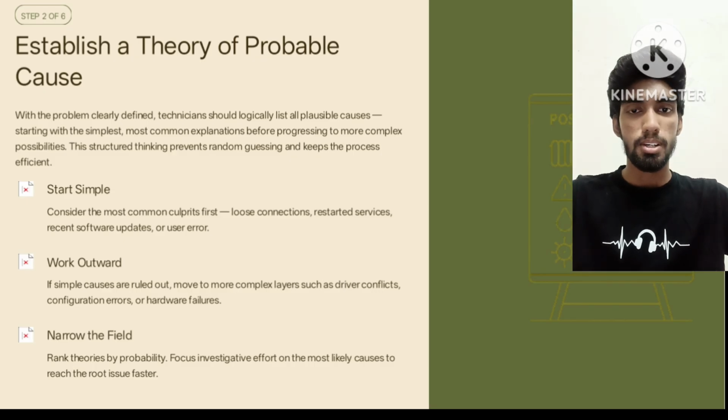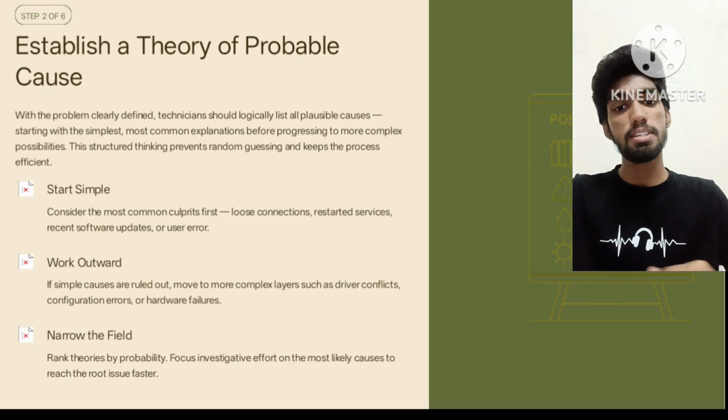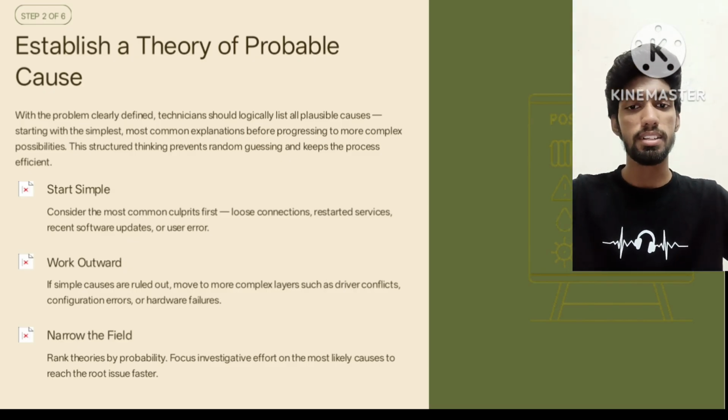Next, I'm going to present part B, problem 2, that is establish a theory of probable cause. At this stage, the technician needs to think logically and list all possible causes of the problem. It is important to start with the simplest and most common causes before considering more complex ones.